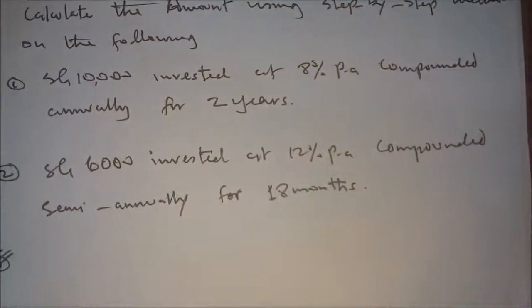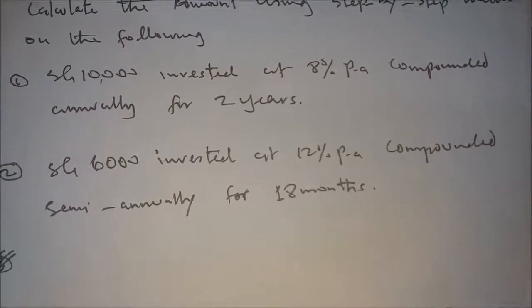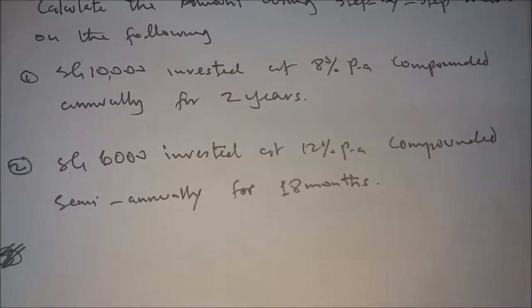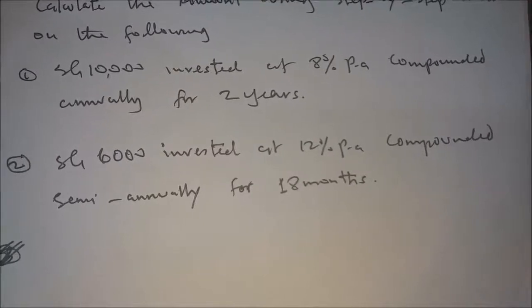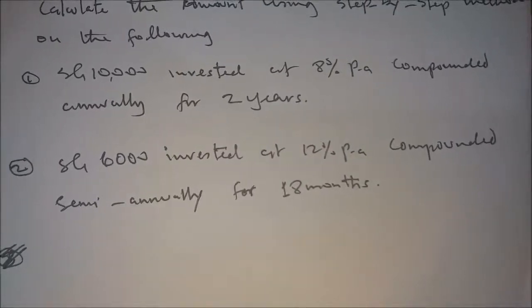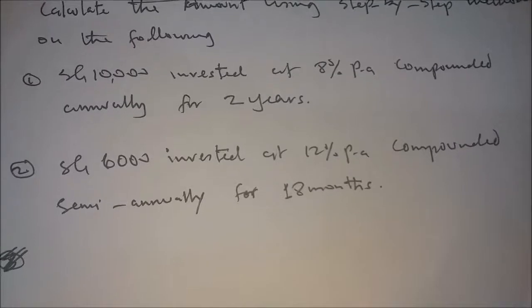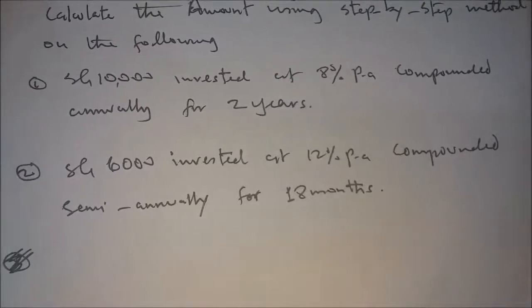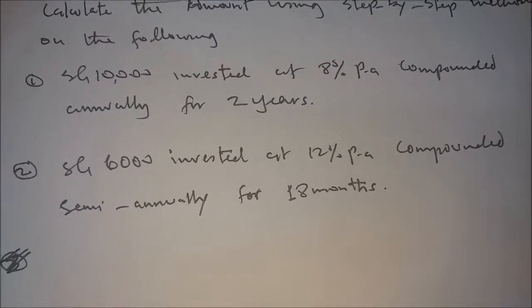Number 2, shillings 6,000 invested at 12% compounded semi-annually for 18 months. That means interest is calculated every 6 months. And therefore in 18 months, we will calculate interest 3 times.